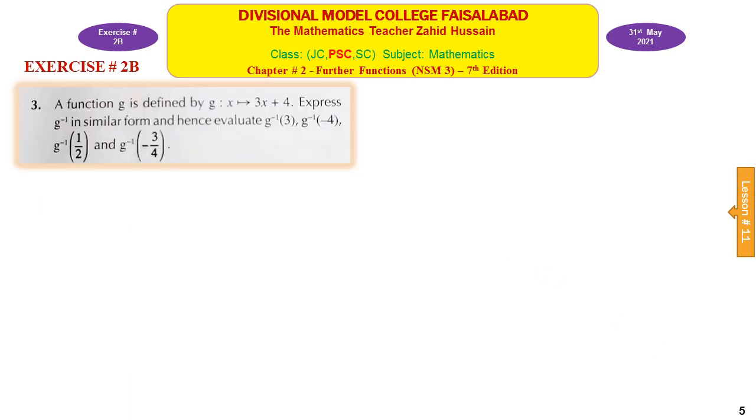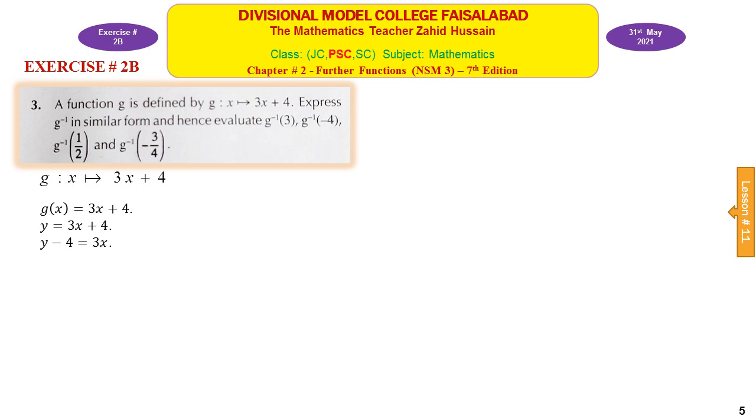This is question number 3. In this question, again you are given a function, and this function is g, which is defined as x such that 3x plus 4. Write this function in this form: g of x is equal to 3x plus 4. Now replace this g of x by y and make x the subject of this equation.